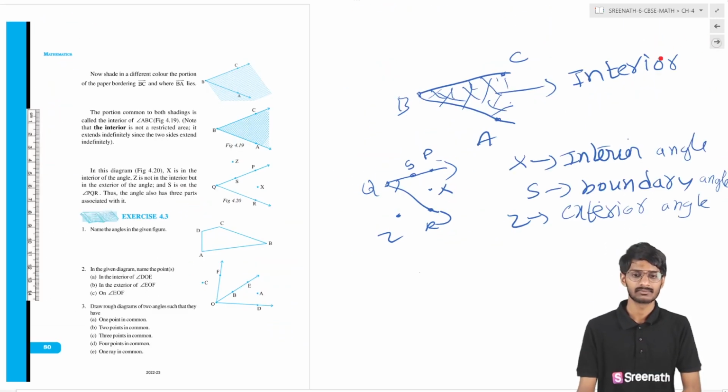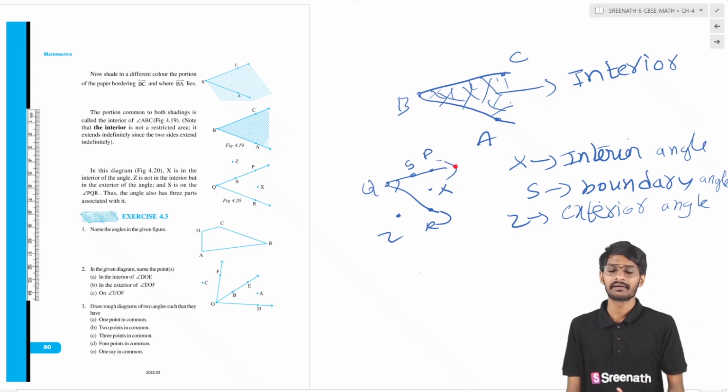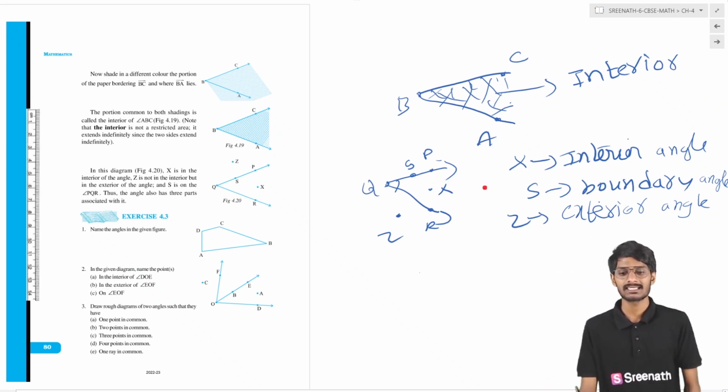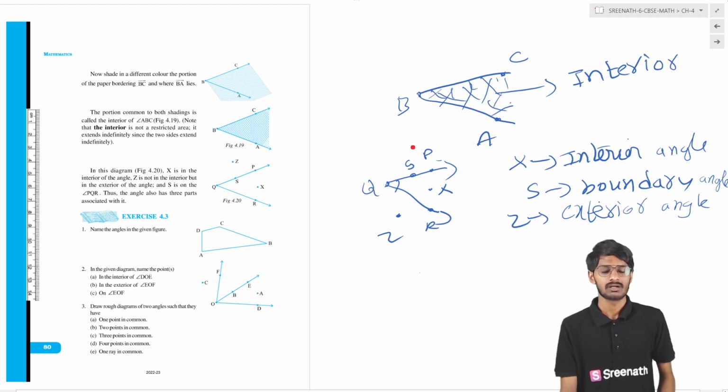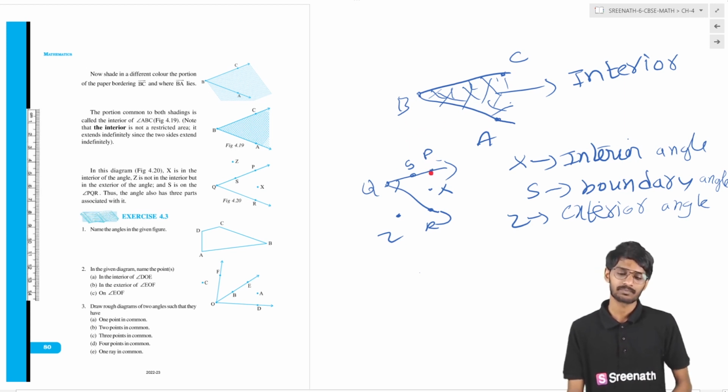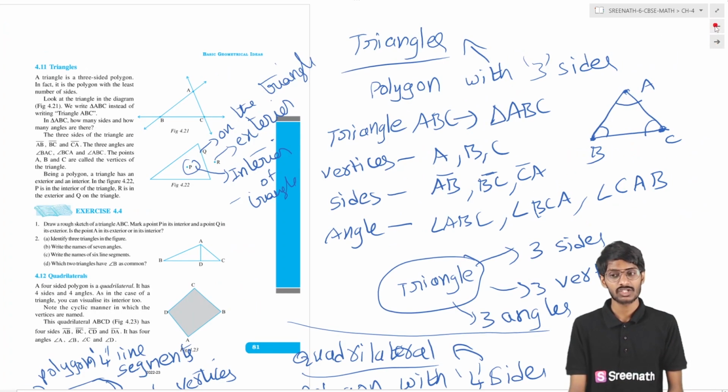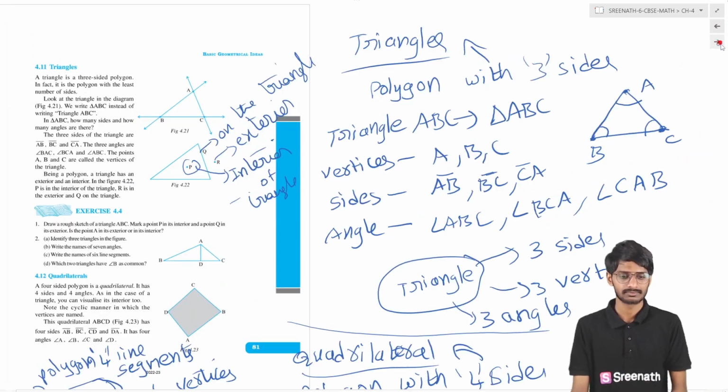Next thing is about, similar to polygons, if a point is inside the angle, then we call it an interior point. If the point is on any of the line segments or the rays, we call it a point on the boundary. If there is any point outside of the rays, we call it exterior to the angle.